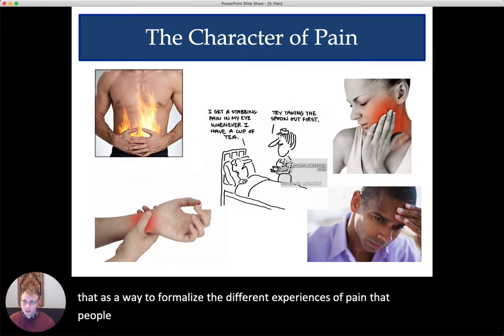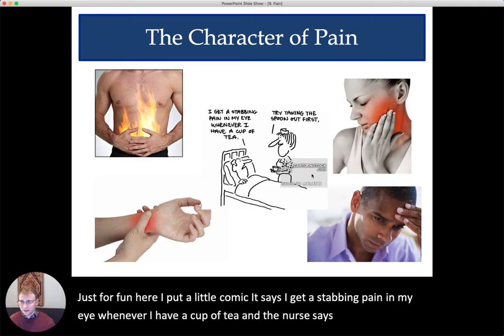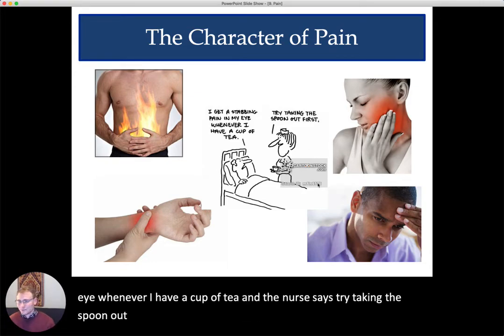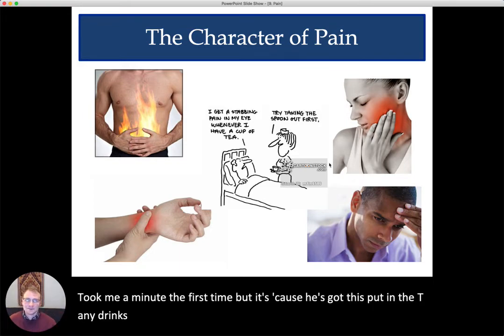Just for fun here, I put a little comic that says, I get a stabbing pain in my eye whenever I have a cup of tea, and the nurse says, try taking the spoon out first. Took me a minute the first time, but it's because he's got the spoon in the tea and he drinks it and it pokes him in the eye.